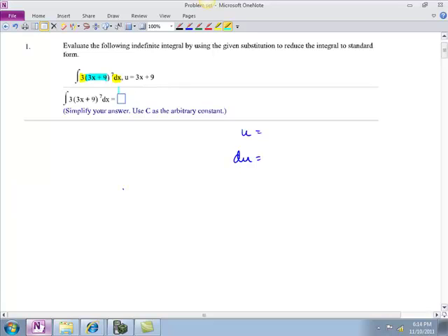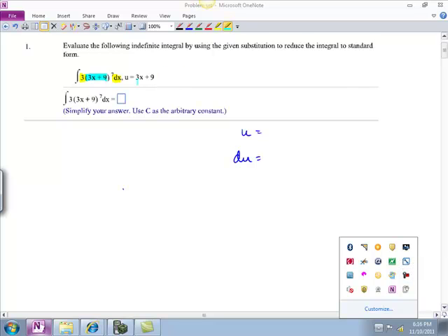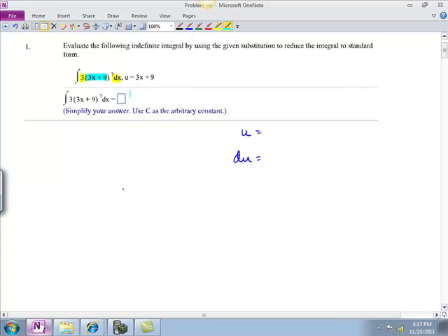Evaluate the following by doing u substitution. Sometimes, especially with the ones as we start out, the problem tells you what u should be. So if u is 3x plus 9, what is du? 3 dx. Do we match? Because we've got that and that, and we'll make that there. So then we're going to rewrite.